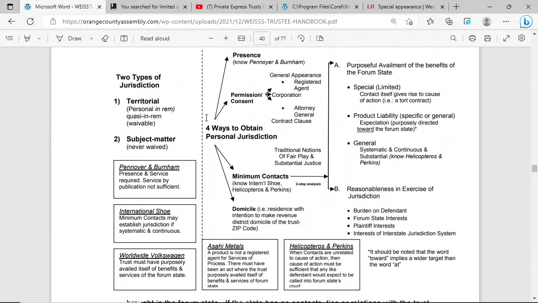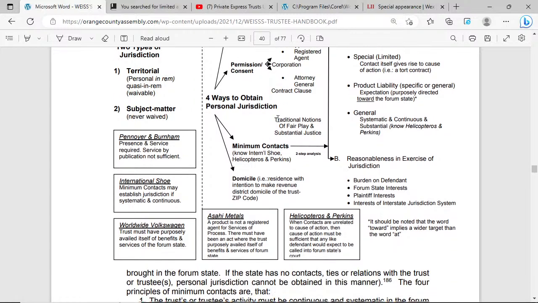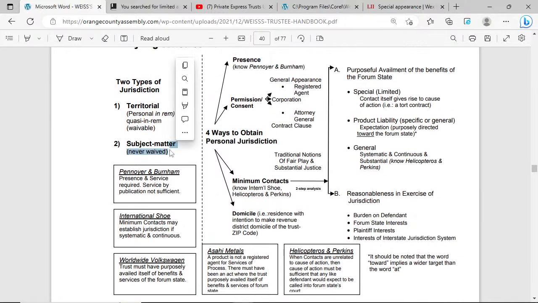So let's go back up to this graph. So four ways to obtain the personal jurisdiction. We have that minimum contacts. And then how they can get those minimum contacts, essentially. I'm not going to go through this. I was going to, but I don't like the way that this is broken down. I really don't. You can give them personal jurisdiction, as it says here, permission, and then presence as well. But this is the big one. You should always challenge this one first, and then challenge that one right after.